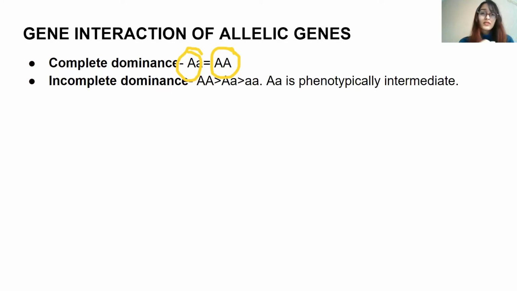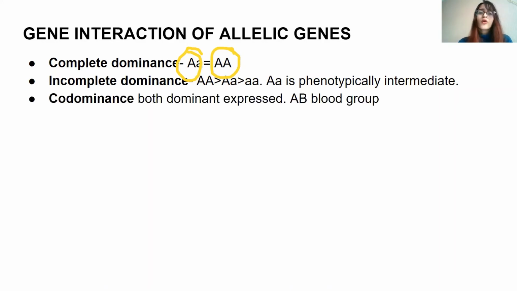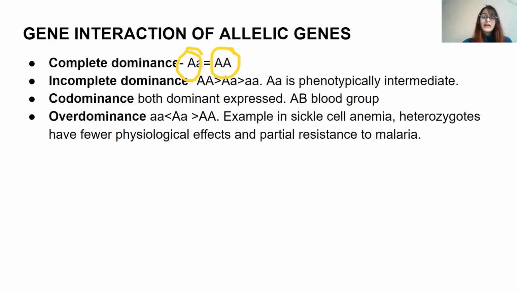However, that's not always the case. We often see incomplete dominance, that is, the heterozygous one is almost phenotypically intermediate between the homozygous dominant and homozygous recessive genotypes. And we'll see an example in a question. Then co-dominance, where two alleles can be dominant at the same time, and the best example is the AB blood group. Over-dominance means the heterozygote has some characteristics or properties that are a little different from the homozygous dominant and homozygous recessive.